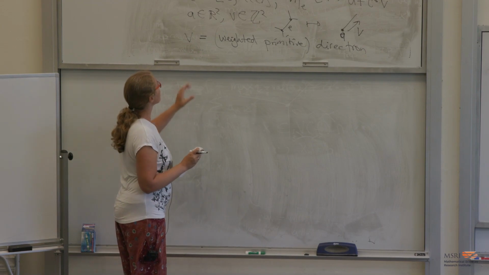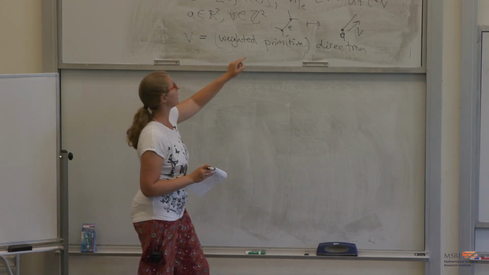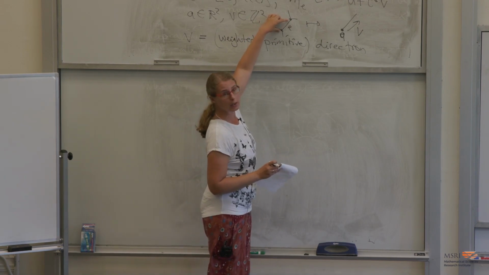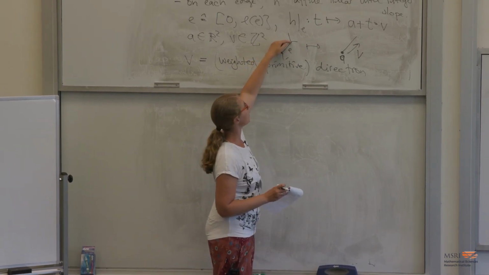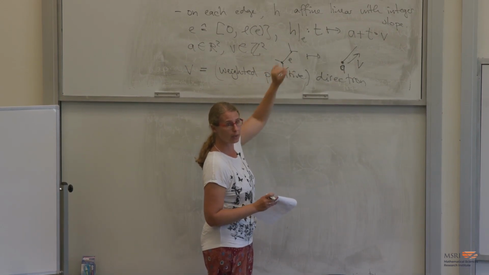And then you realize, of course, that V is defined only up to sign, because it somehow mattered whether I parameterized this edge with the interval 0 to length or length to 0, right? So V is only defined up to sign, V depending on the edge.